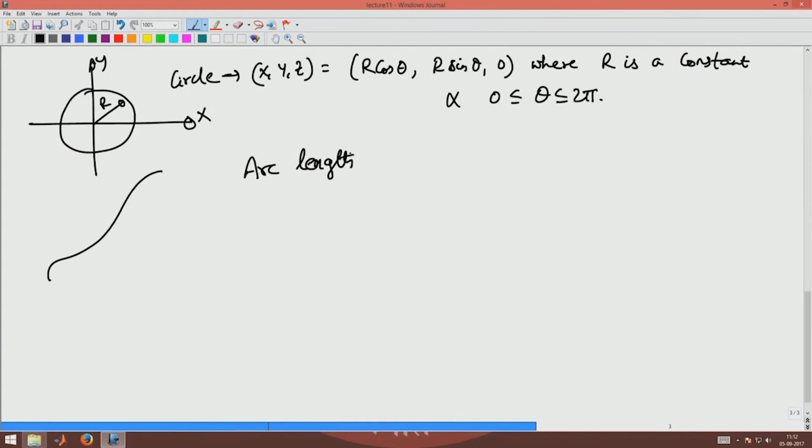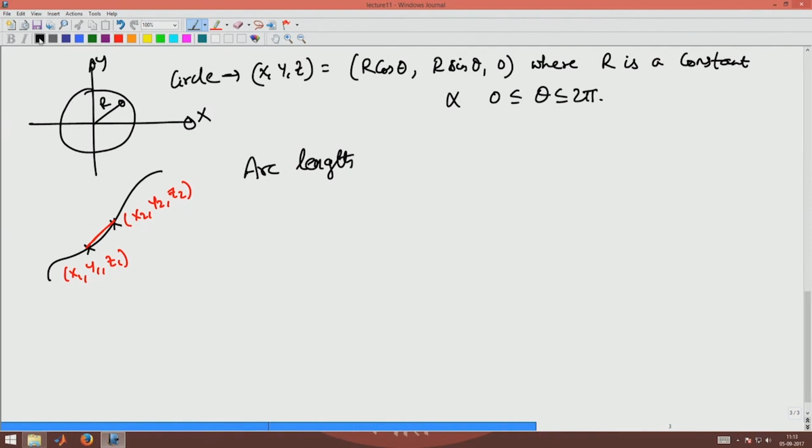Okay. Now, let us take 2 points and let us say there is a secant connecting these 2 points. Now, let us say this has coordinates x1, y1, z1, this has coordinates x2, y2, z2. Now, what is the relationship between x1 and x2?